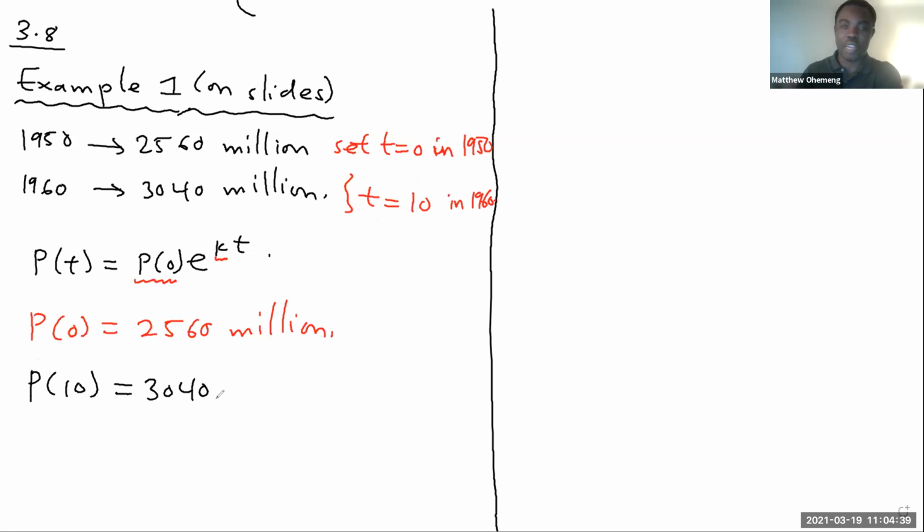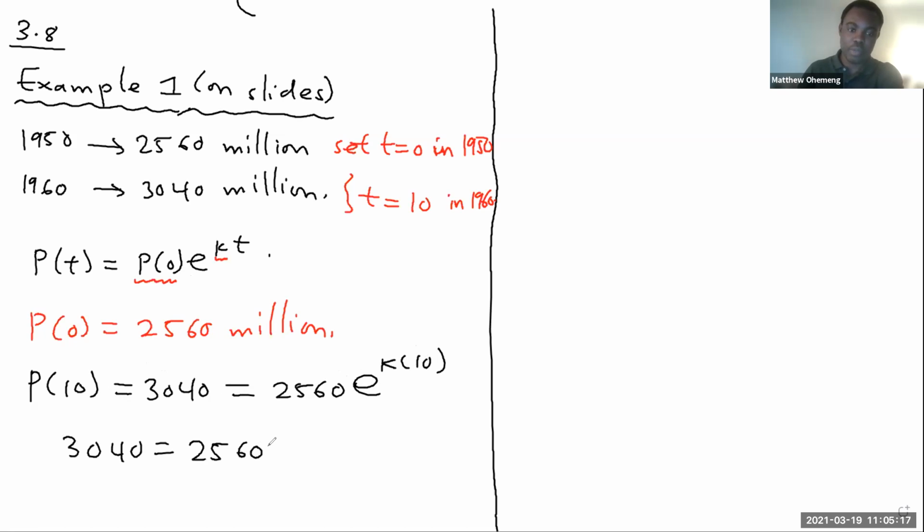Now, all the values I'm going to write are in millions, so I won't be repeating the million, right? So 3040. In the same sense, we can plug the 10 into the formula and get this 3040. So if you plug the 10 in there, we repeat the P of 0, which has already been found to be 2560, and then e to the what? k. k is something we don't have. And then what is t? t is 10 at that time, right? So we have this equation. With this equation, we just have one unknown. It's just this one equation with one unknown, so that's 10k. So we just have to solve for k, right?